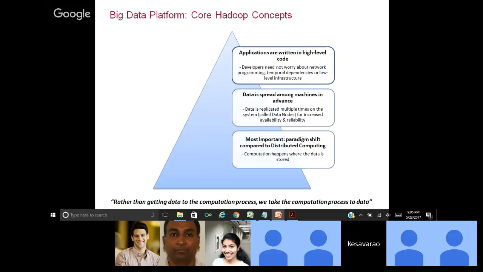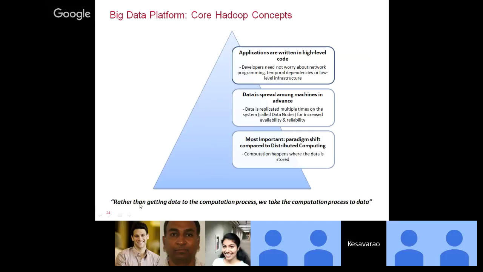So that's the concept change. Okay, so that's what it says: rather than getting data to the computation process, we take the computation process to the data. That's the biggest change between the way traditional systems were working and the way the new Hadoop systems are working.